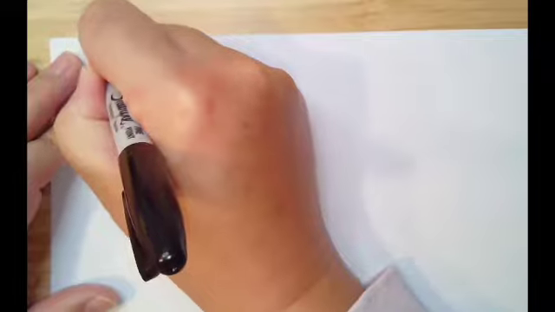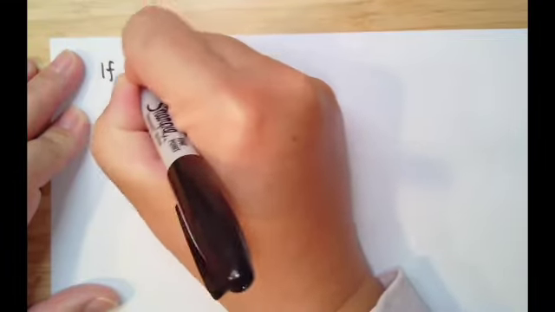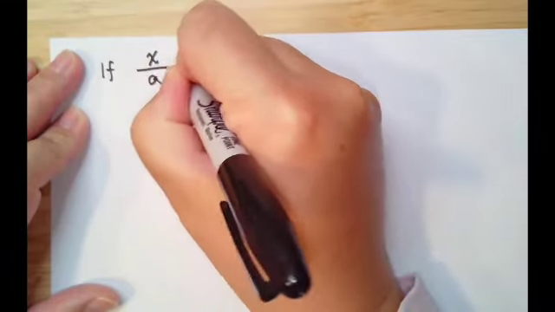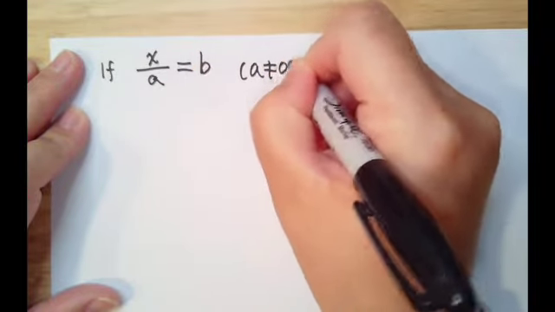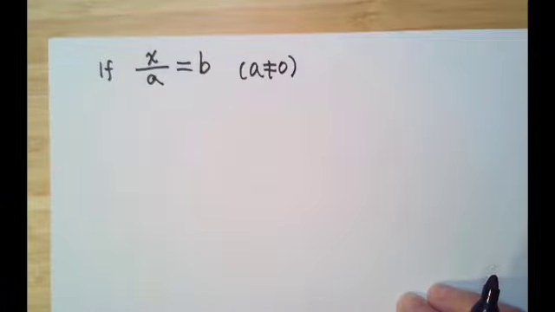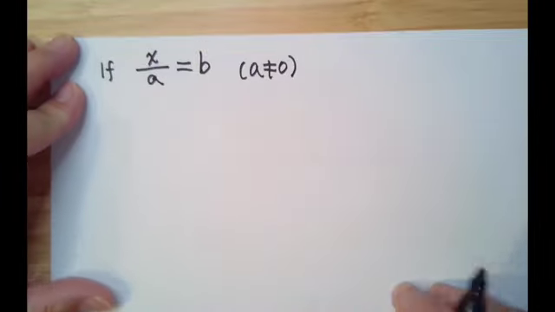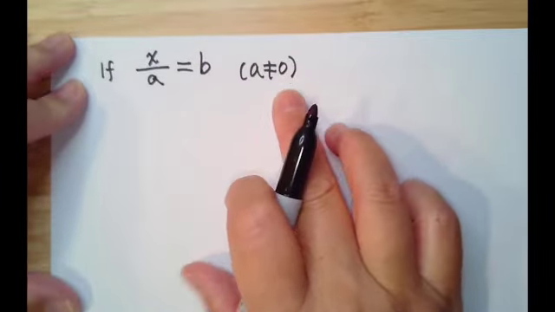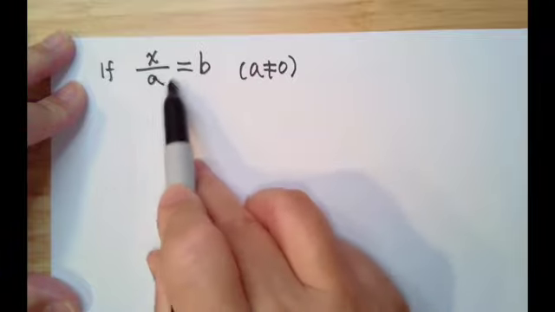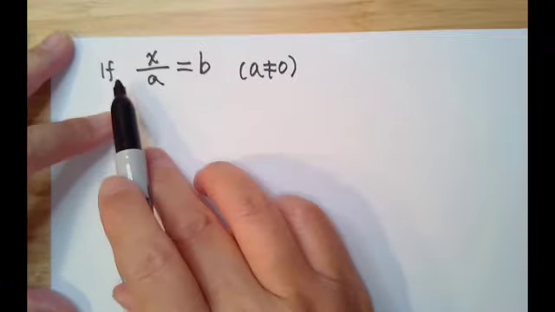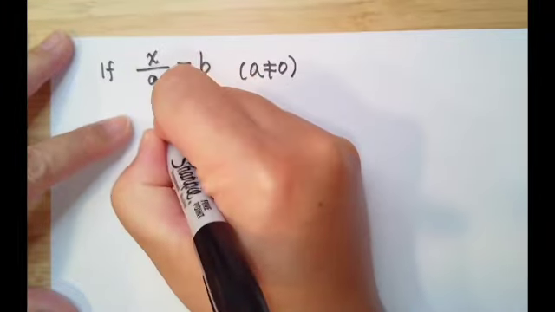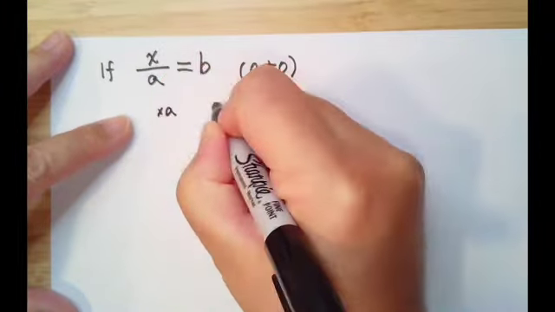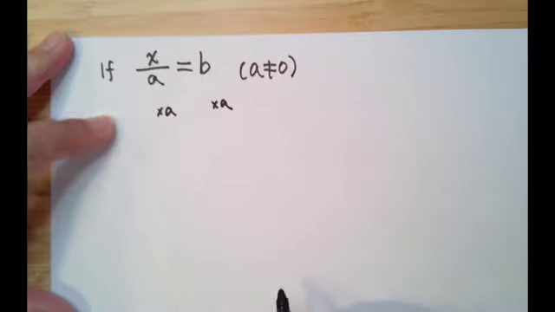If x divided by a equals b, and here a cannot be 0. I always write that when I have letters in the denominator, I always write that a is not 0, because if a equals 0, you cannot do this, right? All right, now if you have x divided by a equals b, then what you can do is multiply by a on both sides.